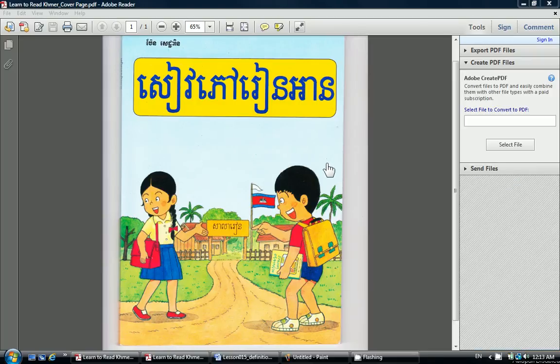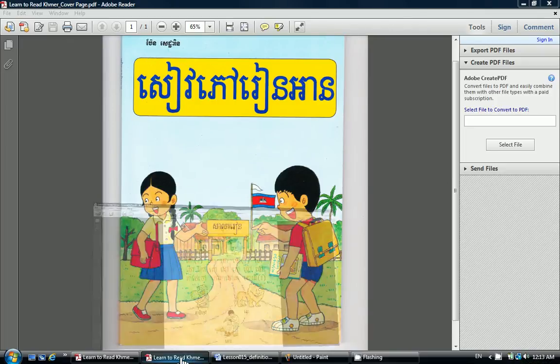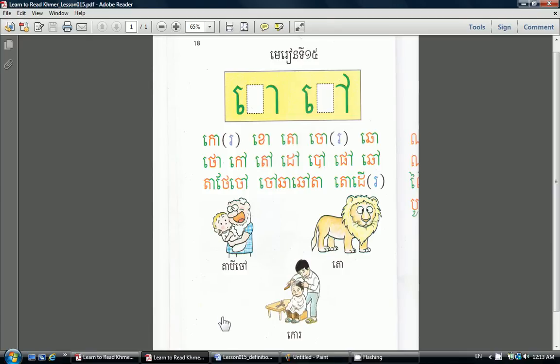Welcome to Cambodian School. Today we are learning lesson 15 from Siev Pheuv Rien An textbook by Setharin. Lesson 15 in Khmer we say Merian Tidapram. It is on page 18. In this lesson we are learning the next sets of vowels. They are srak and srak. And we are learning to combine these vowels with the consonant that we have learned so far.